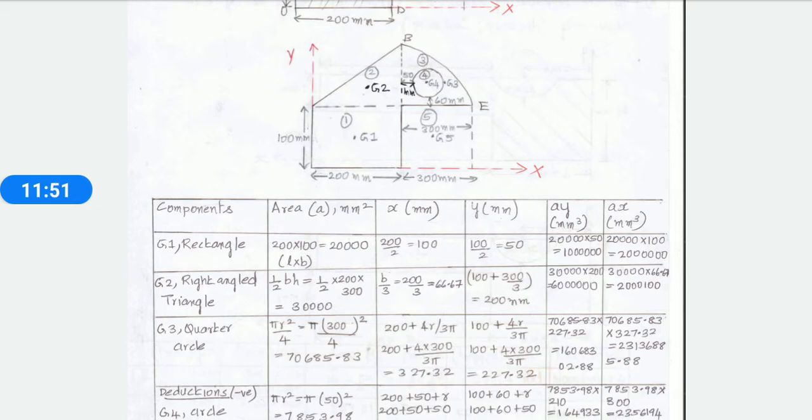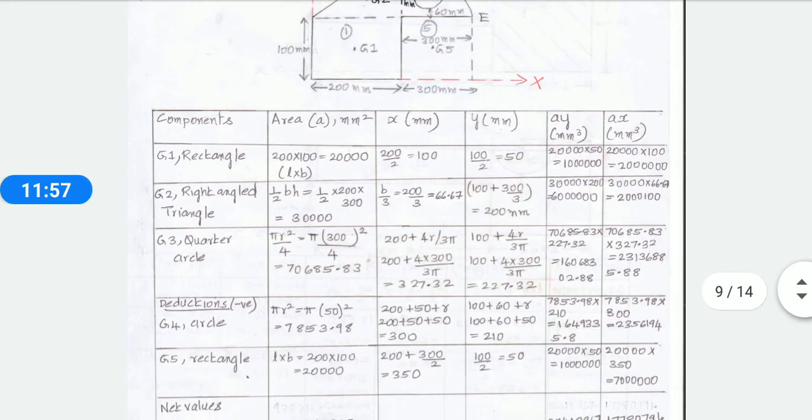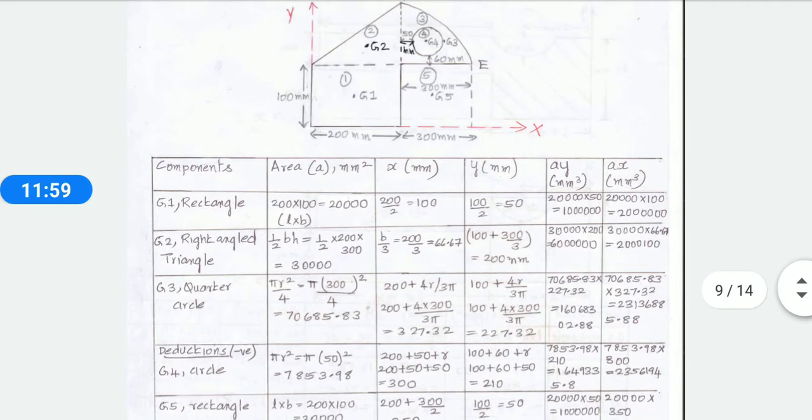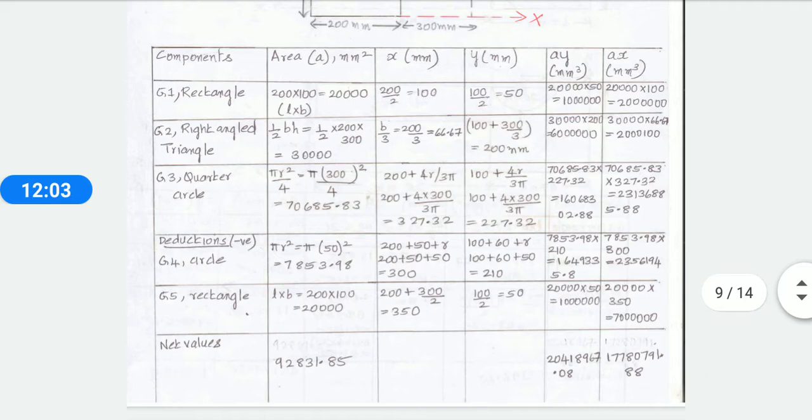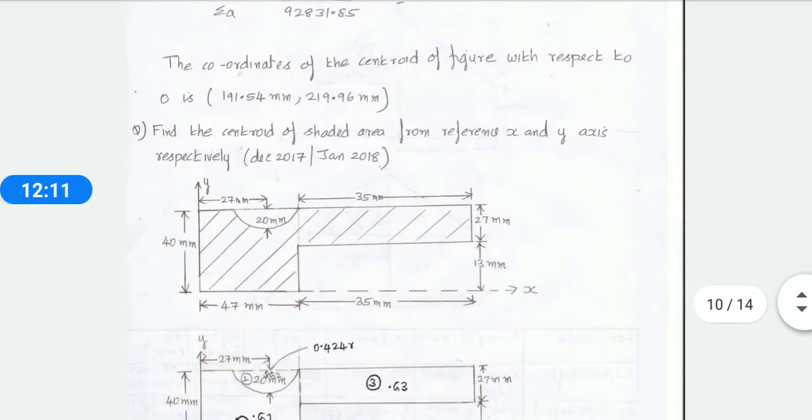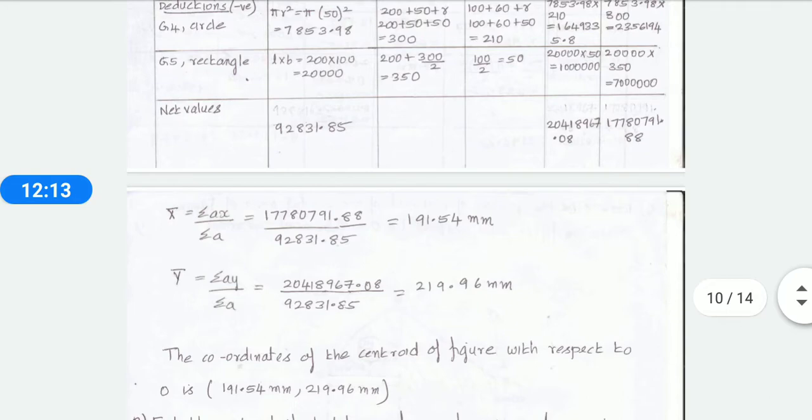For the right angle triangle also, we already know the formulas. Substitute the values and get your values. For the quarter circle also, you need to find what is the deduction part here, circle and your rectangle. So deduct that and get your net value of your summation of a into x, summation of a into y, and summation of a. After getting that, substitute in your formula and get the coordinates of your centroid.